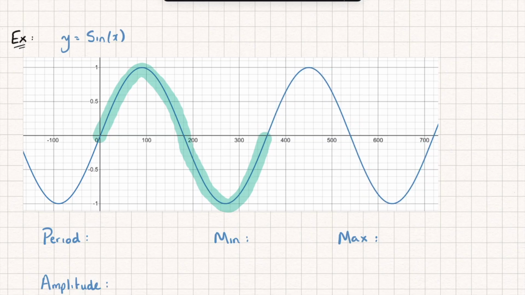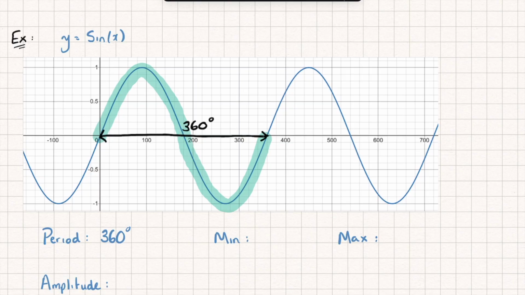Now this horizontal distance is called the period, so this distance here, which is 360 degrees, is called the period of the function. And so the function repeats every 360 degrees. So let's write that on there, 360.